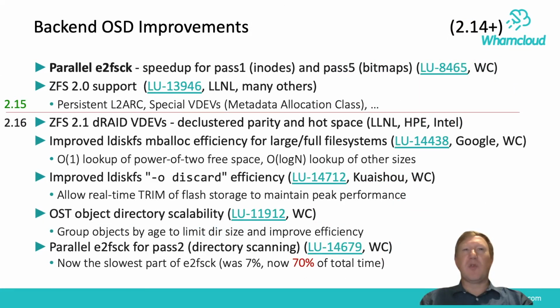As well, there's a number of improvements for the backend OSD interfaces to the file system. I previously mentioned that there's a parallel E2FSCK that significantly improves the pass 1 and pass 5. In 2.16, we've started work for parallel E2FSCK on pass 2 for OSTs. Pass 2 used to be only 7% of the runtime. Now it's 70%, and so that's quite a bit of room for optimization. For MDTs, pass 2, the directory scanning, is a substantial portion of the time spent.